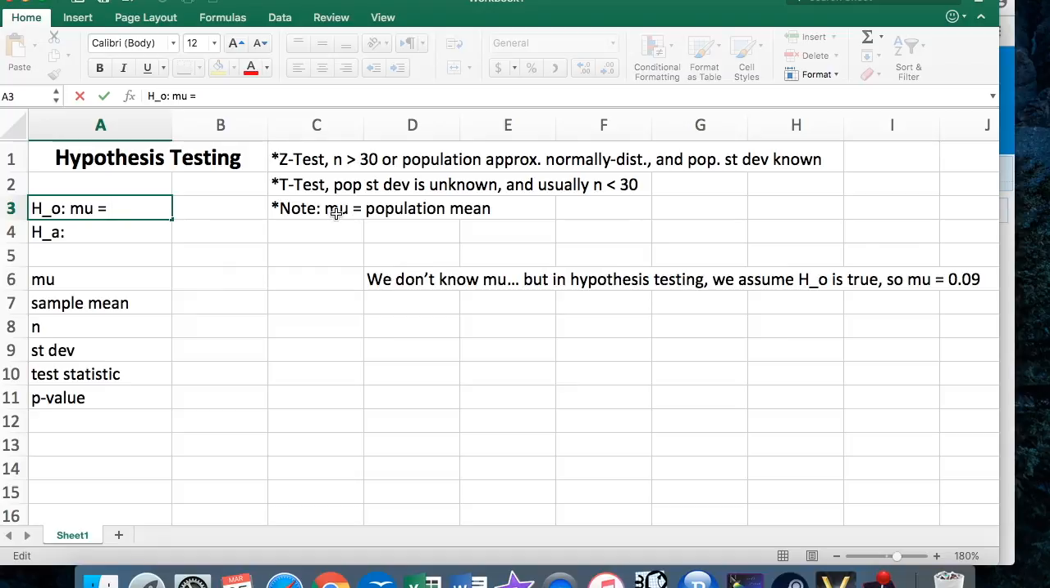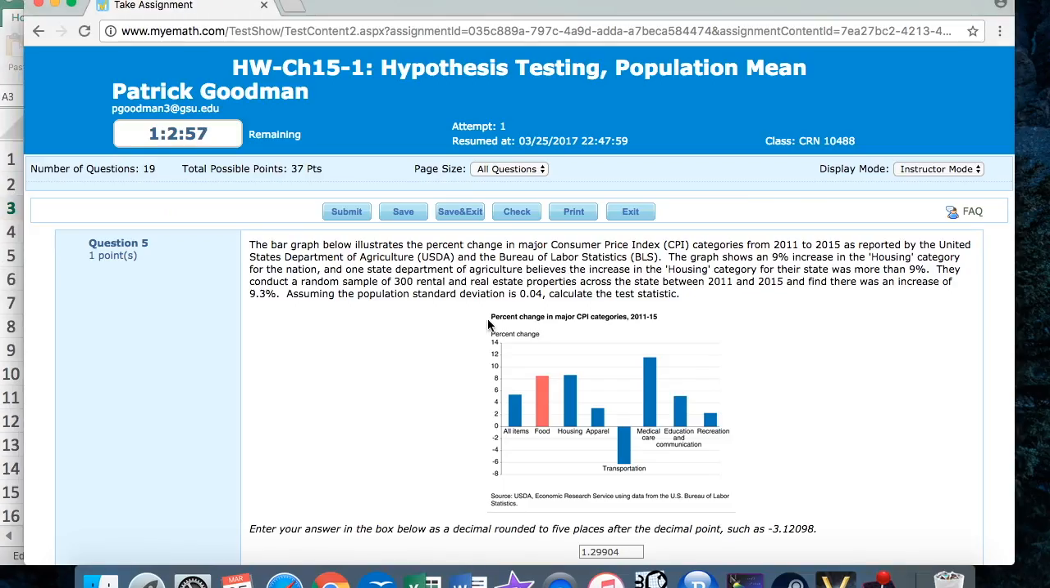population mean, mu. In fact, you can kind of think of a joke. If you ask what a Greek cow says, mu. So, in case you find that funny.